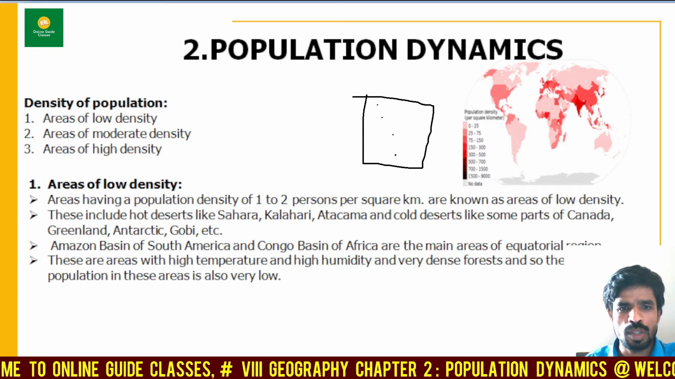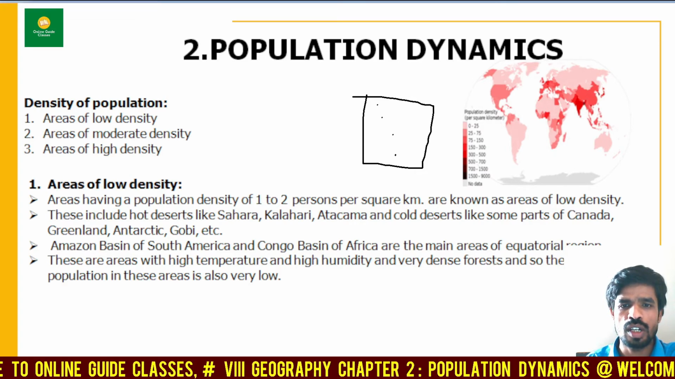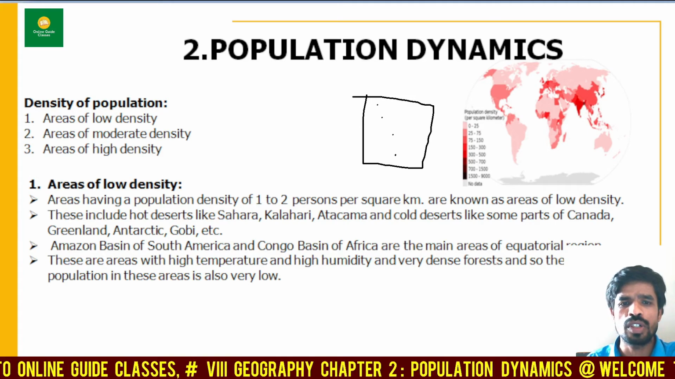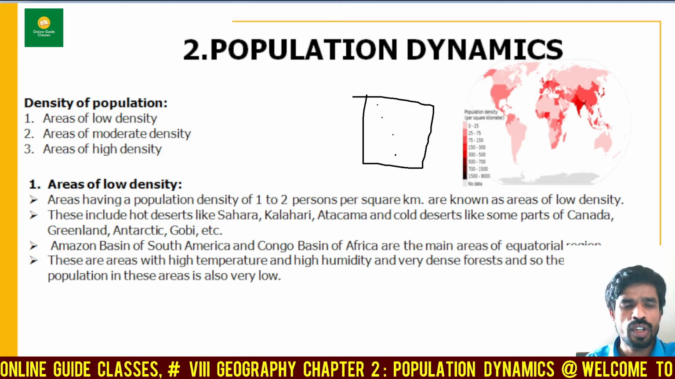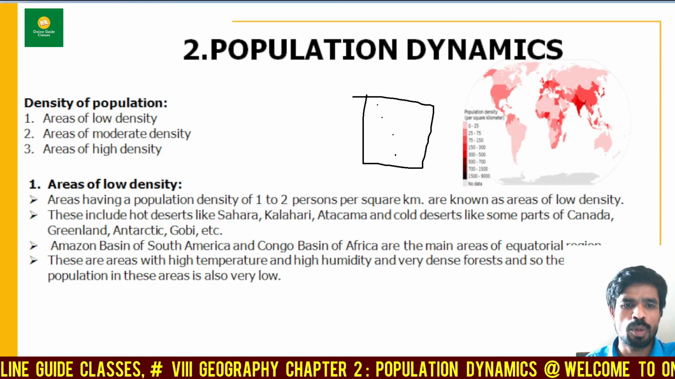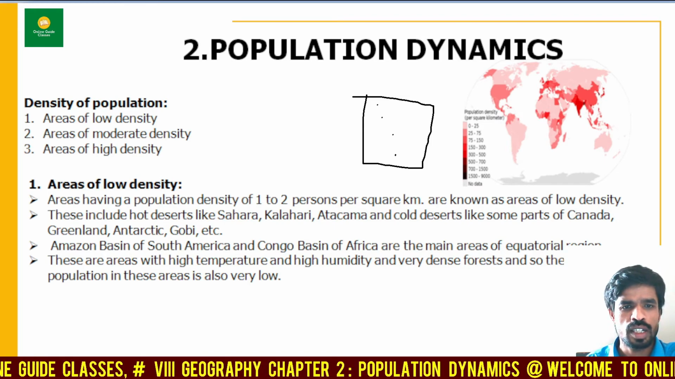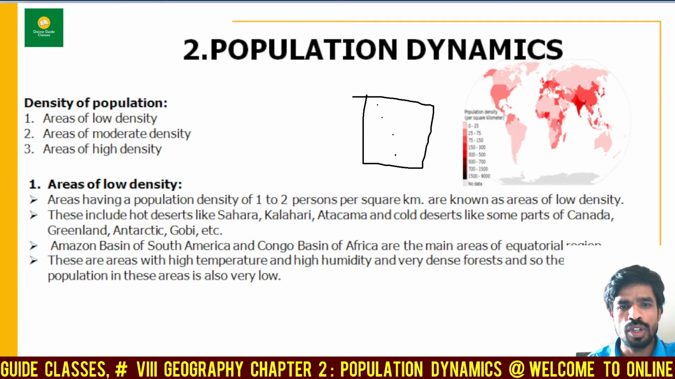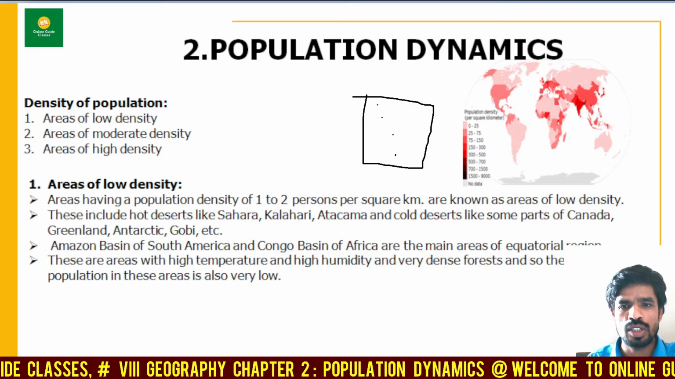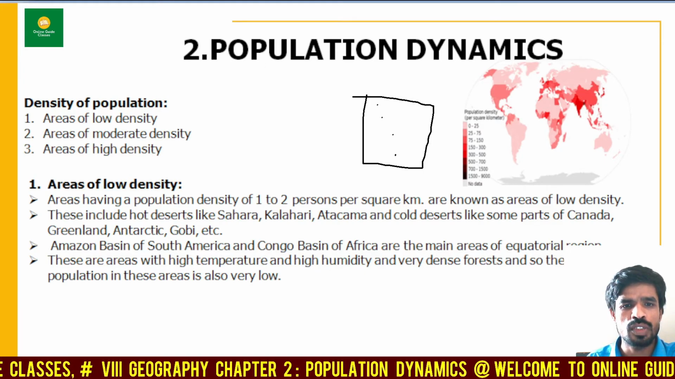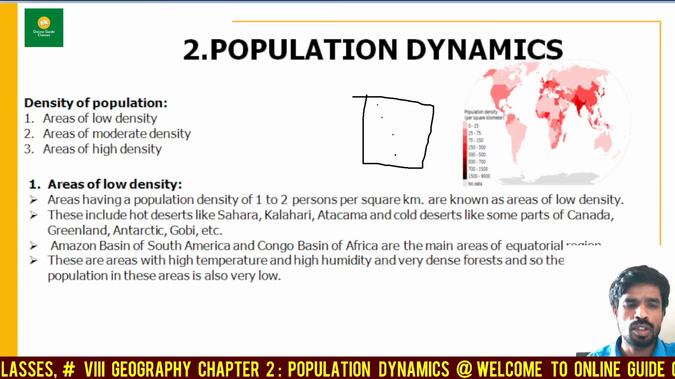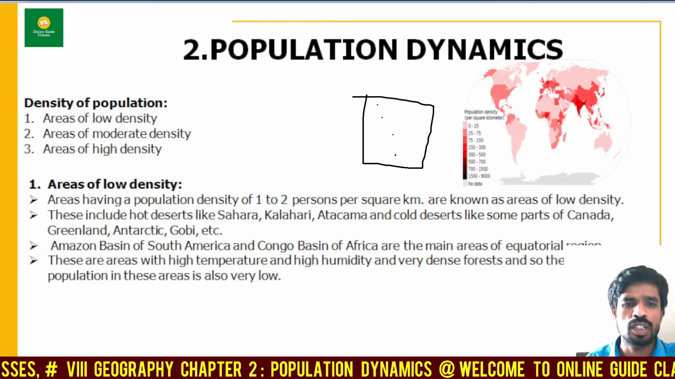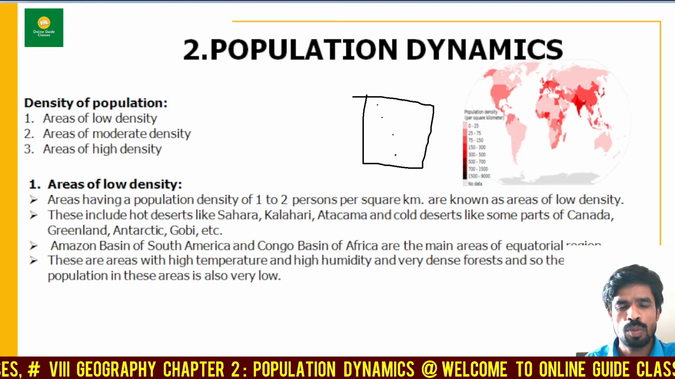The Amazon basin of South America and the Congo basin of Africa are the main areas of the equatorial region where you find a very low density of population. These are areas with high temperature, high humidity and very dense forests. So these are the main reasons why the population living there is very low. Hope you all have understood.